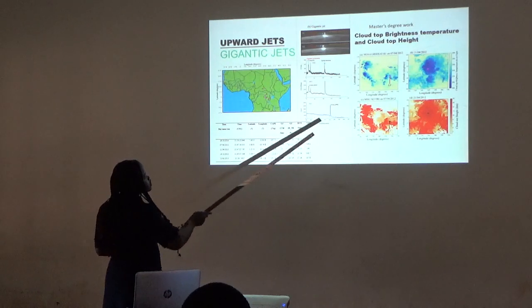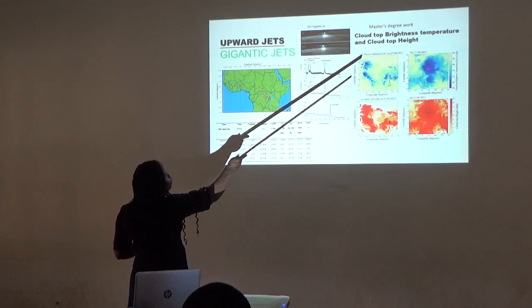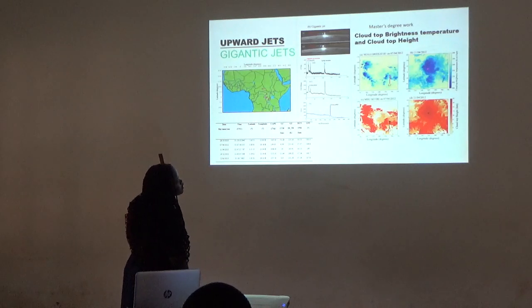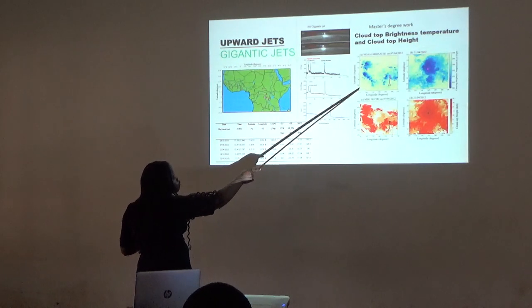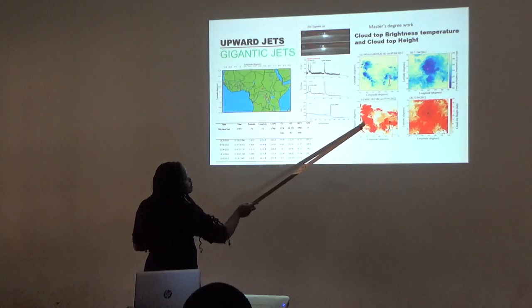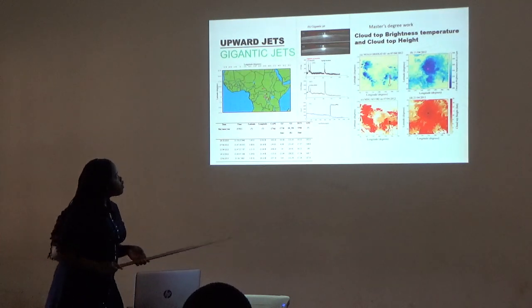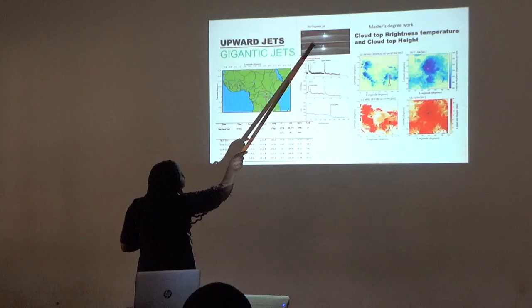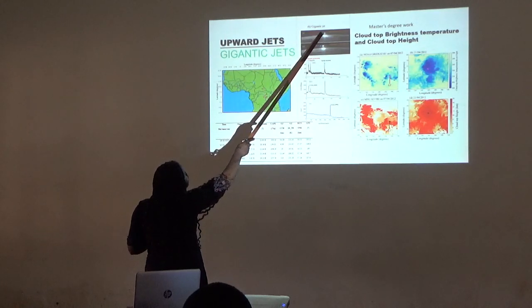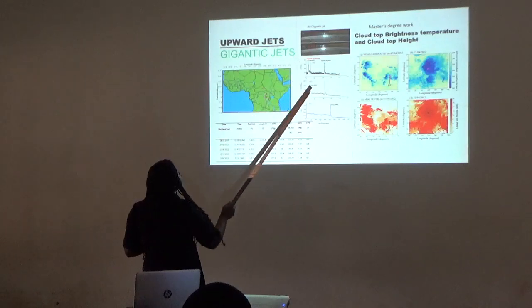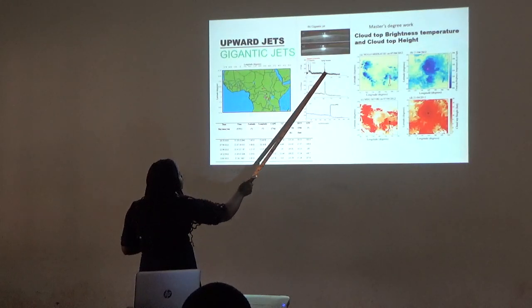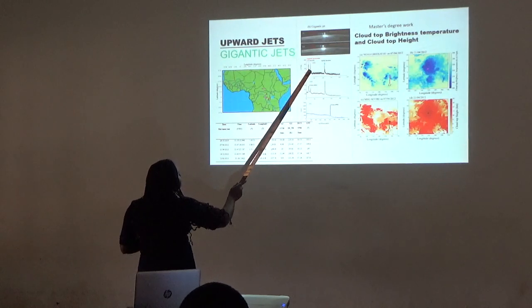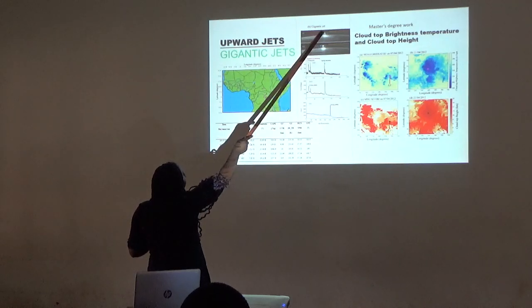So we only used the geostationary data sets. This is the cloud top brightness temperature, and this is the cloud top height. And this is how the gigantic jet looks like. This one here is a gigantic jet. This is a sprite. So we needed to put the sprite so that we can explain this other curve, this other signal that was developed. So this is our case of the gigantic jet, which is here.